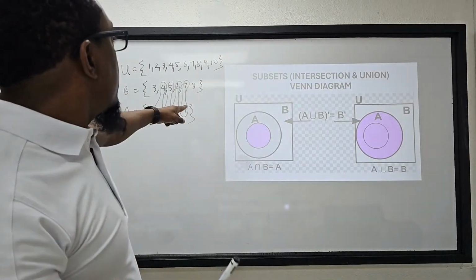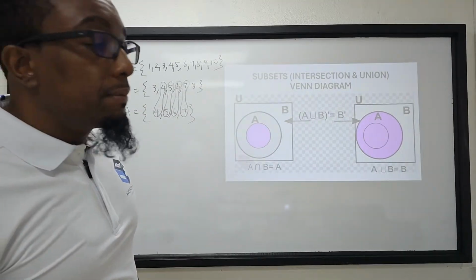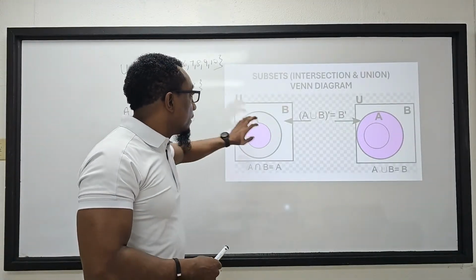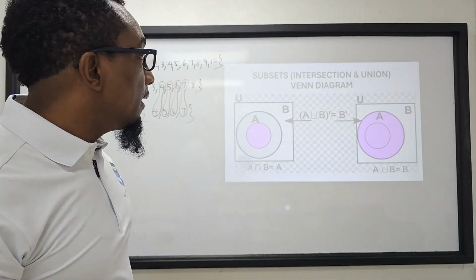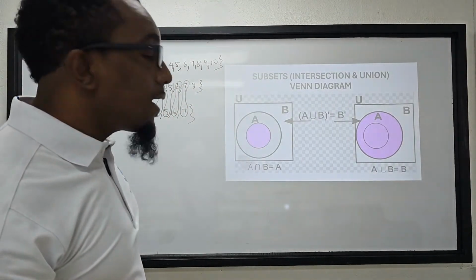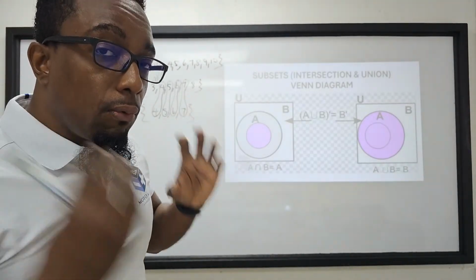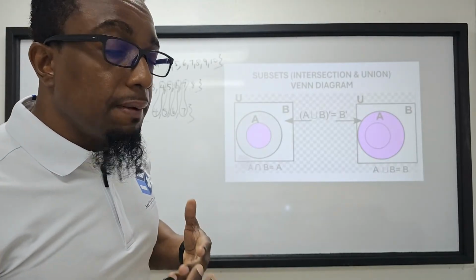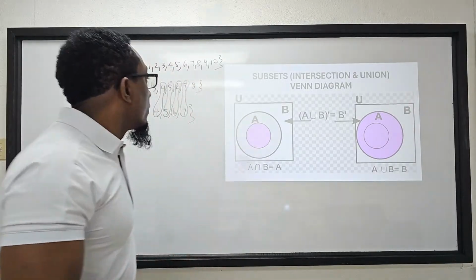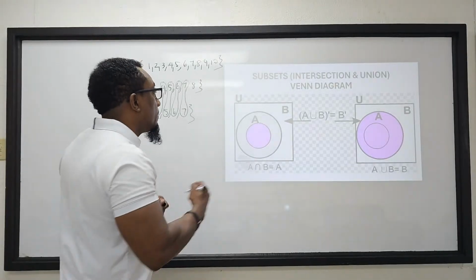So all the elements of A are in B. All the elements of A are in B. So because all the elements of A are in B, then we know that this region in purple, this region here, will represent the intersection. And of course, we will show one circle drawn within another because A is a subset of B. We can show one circle drawn within another, but this region here will represent the intersection because we have elements common to both, 4, 5, 6, and 7, which will be placed here.